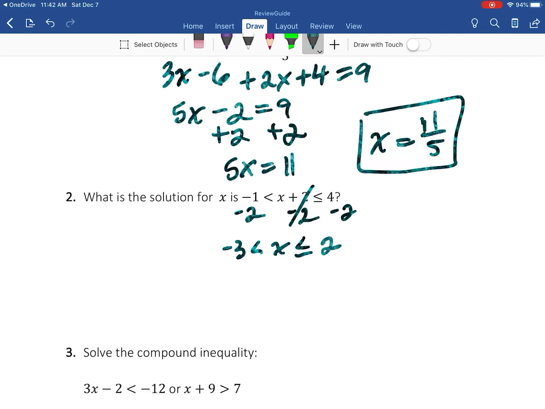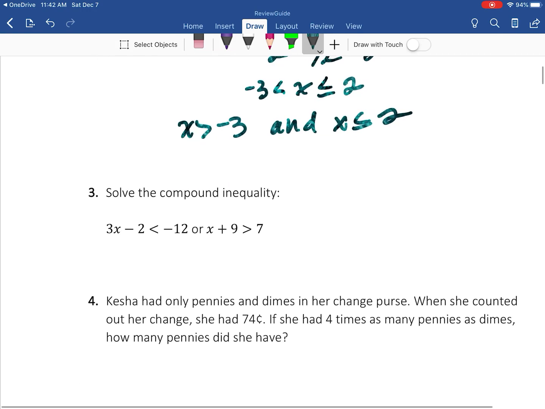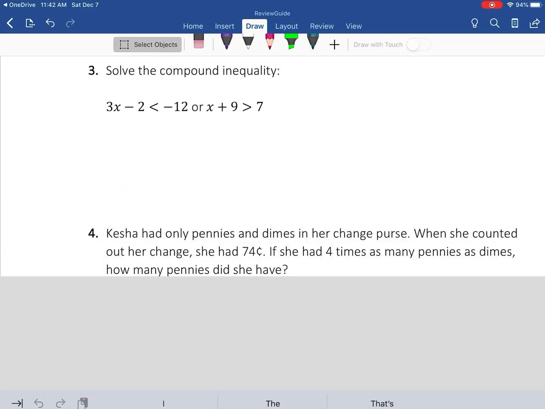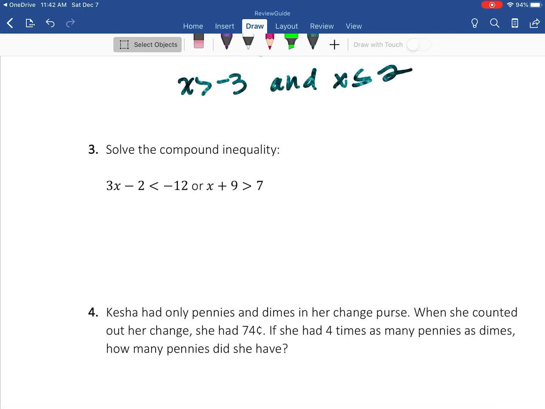Okay? And this is an and statement. So we could say x is greater than negative 3 and x is less than or equal to 2. All right? Same thing here, another compound inequality. Now this one, number 3, is an or statement. So we need to go in and do our ors. We're going to have to treat this as two separate equations. So I'm going to draw a line right where my or is so that I don't get confused with my equations. So I'm just going to add this one to both sides.